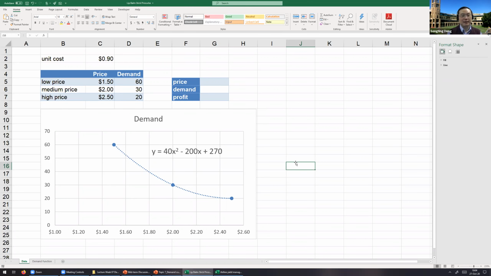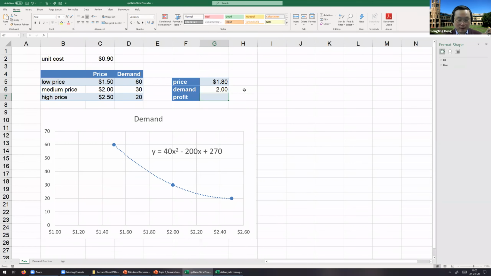So how do we find the optimal price? We first need to set up an equation here. We are going to use this cell to get the optimal price. But so far we don't know it, so let's put in a number first, like $2. The demand given that price can be calculated using this equation: 40 times this price square. If you don't know square, you can multiply it twice, that also works. Minus 200 times the price, plus 270. This is the demand. Now, when you change this price, for example 1.8, you can see the demand will change.